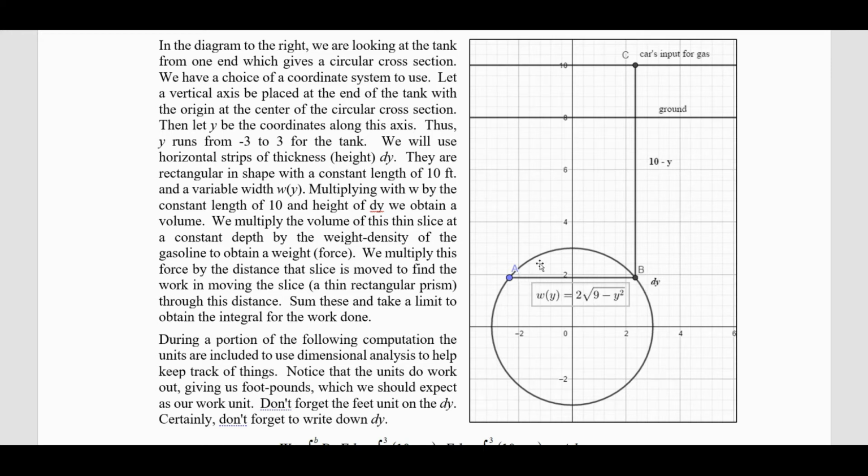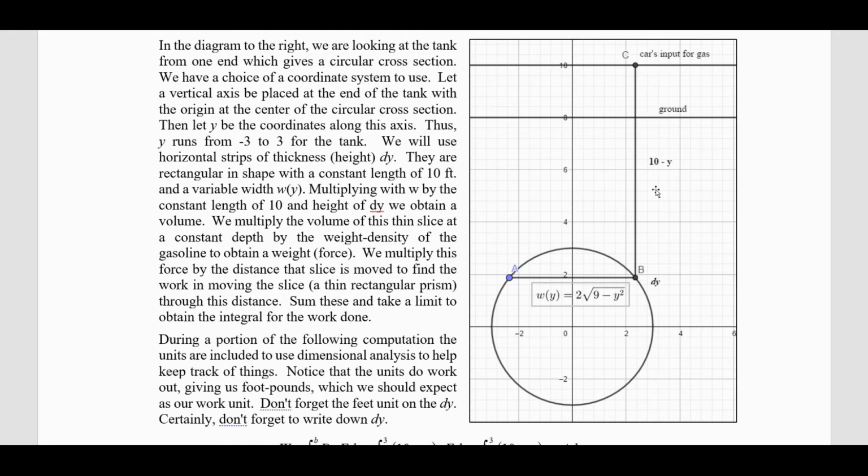Now this will change from being 0 width at the top to going up to the biggest width here, which is 6, which is the diameter, and then working its way back down to 0 again, depending on what depth we're at. All right, it's 5 feet below the ground, so we get to decide where we're going to put the coordinate system. I'd put the coordinate system right in the middle of the circle. And it's a circle of radius 3, diameter 6, so it goes up to 3 here. 5 more feet up to the ground, that puts us up at 8, and 2 more feet up to where we pump it into the car, so that puts this car up at level 10.